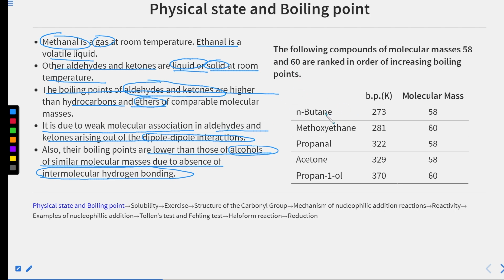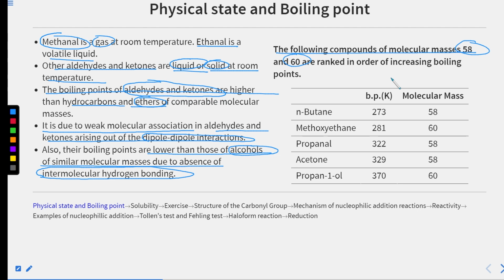Now let us see a chart here that would demonstrate the trend of boiling point in these functional groups. One thing to be noticed here is that we have tried to keep the molecular mass between 58 and 60. Why are we doing this? Why are we limiting or putting barriers on this molecular mass? So that other interaction like van der Waals cannot change the perspective of this.